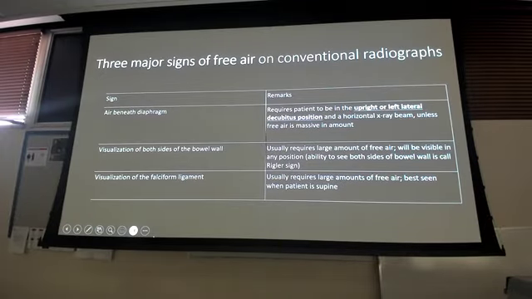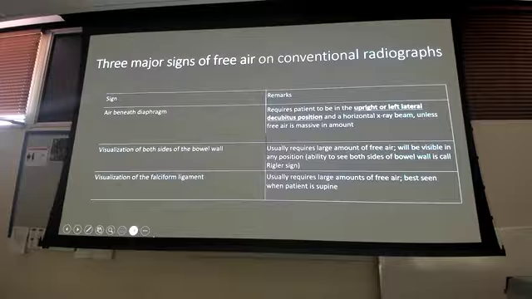So, how are we going to see these things? Air beneath the diaphragm: you need to be in an upright or a left lateral decubitus. Left lateral decubitus. Why not right lateral? Think about that for a second.